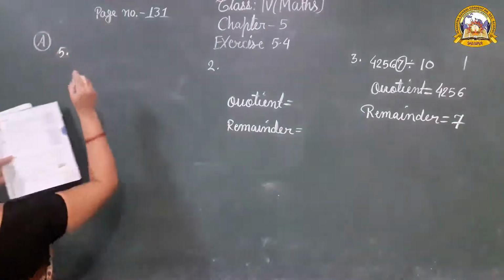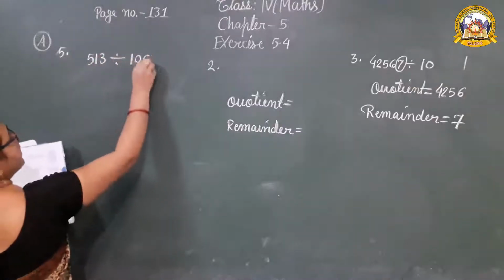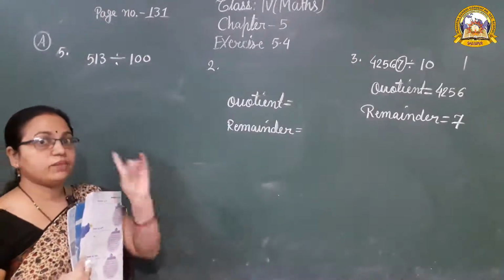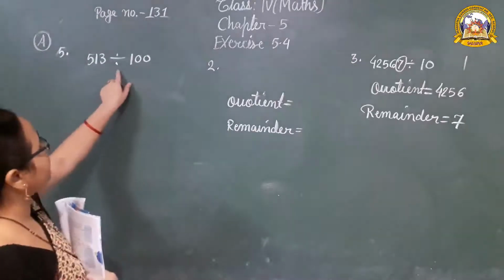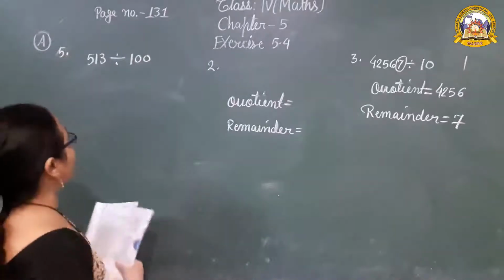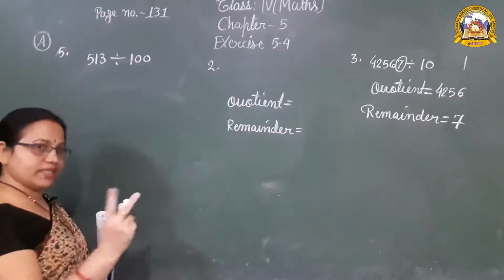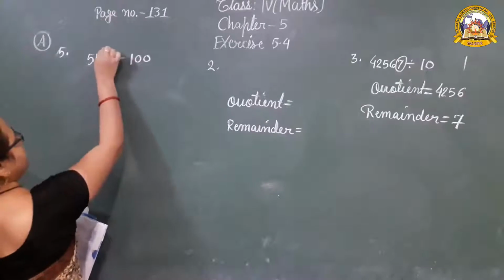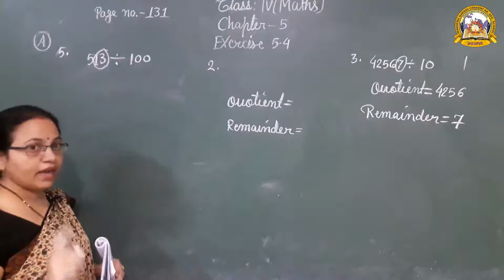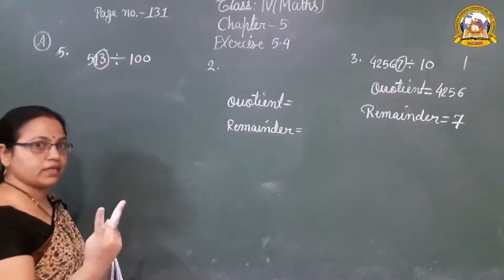Now question number 5, 513 divided by 100. In the previous questions there was only 1 zero with 10, but now it is divided by 100. So how many 0 are there? 2 zeros. That is why we take how many digits from the ones place? 2 digits, ones and tens. 2 digits we take because of the 2 zeros in 100.